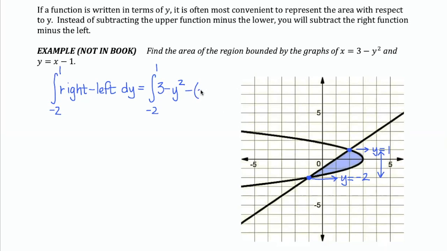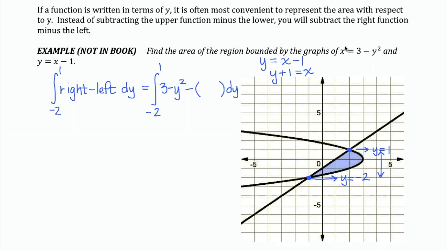I don't want to use the equation of the line as it's written here because it introduces a second variable. I need this integral to be entirely in terms of y. So this is not going to work. What I need to do instead is take my original equation, which is solved for y, and just solve it for x by adding 1 on both sides. So I'll get y plus 1 is x.